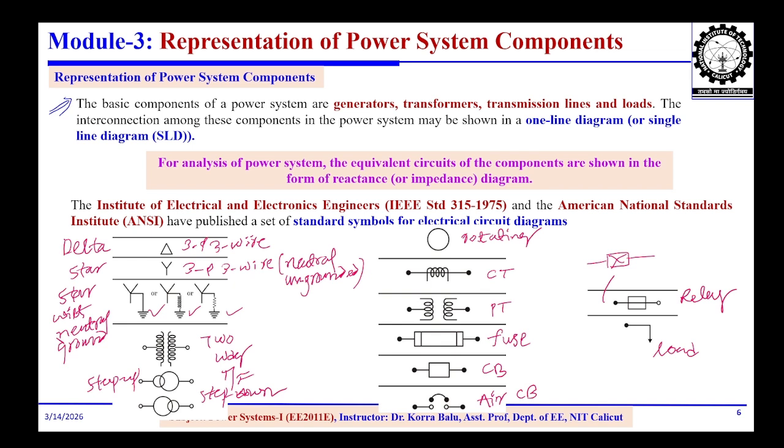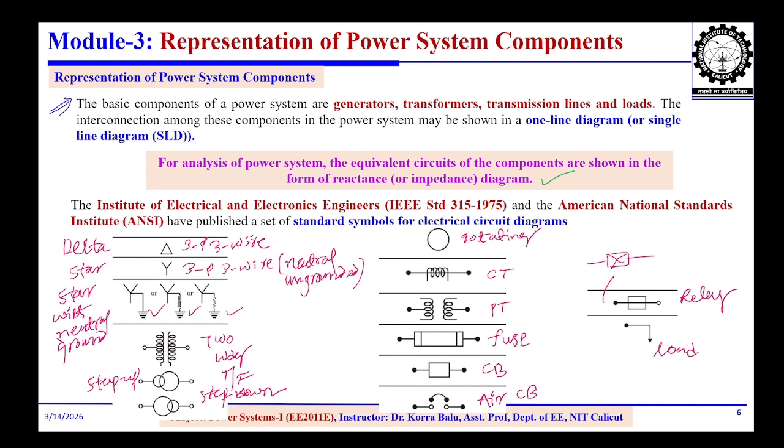The basic components of the power systems are generators, transformers, transmission lines, and loads. The interconnection among these components might be shown in the single line diagram or one line diagram. We will see how the generators, transformers, transmission lines, and loads are connected in terms of the interconnected system or the radial system. For analysis of the power system, the equivalent circuits of the components are shown in the form of reactance or impedance diagrams.